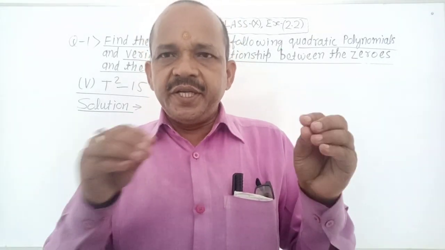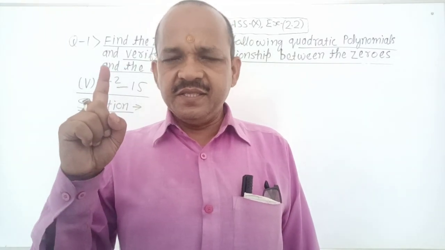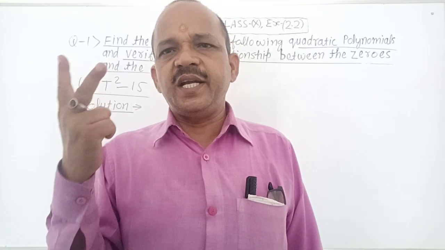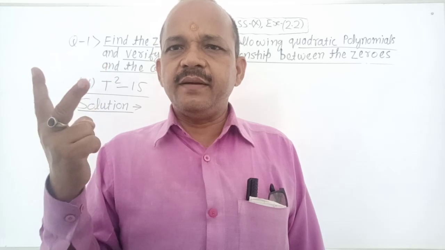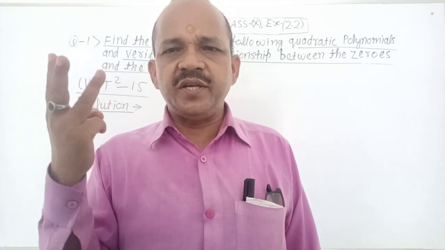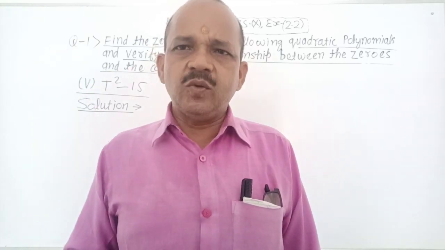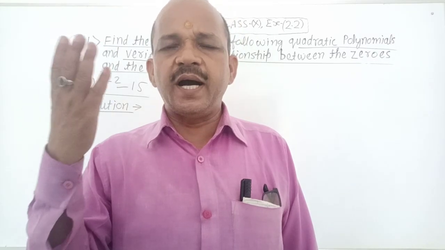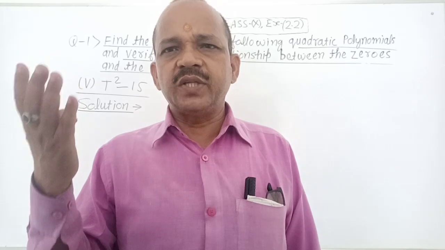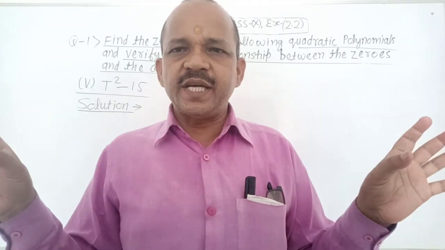Very good. The degree of a linear polynomial is 1, which means it has 1 zero. The degree of a quadratic polynomial is 2, which means it has 2 zeros. The degree of a cubic polynomial is 3, which means it has 3 zeros. The degree of a bi-quadratic polynomial is 4 or more, which means it has 4 or more zeros. It is clear, no confusion about it.